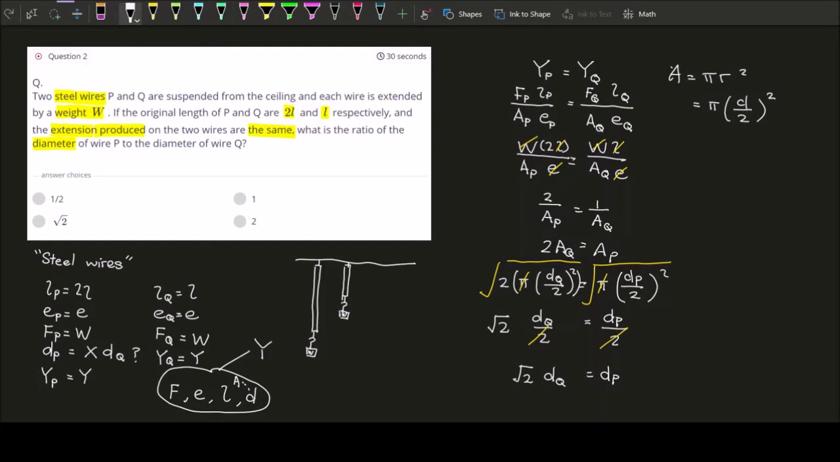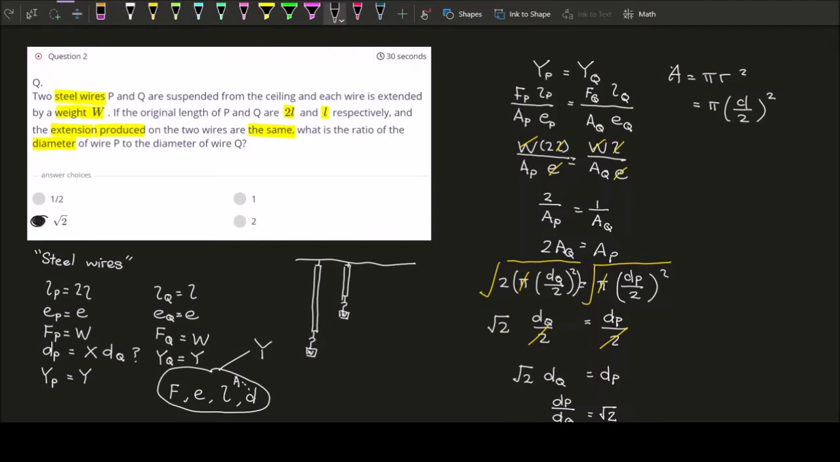Now they ask for the ratio of diameter of P to diameter of Q. So they want P to Q, so it will be dP over dQ. Then that will be square root 2. So the answer will be square root 2. So that's how you determine the answer.